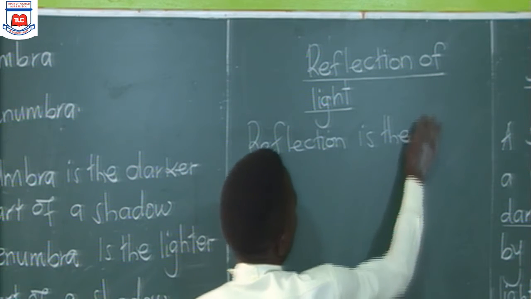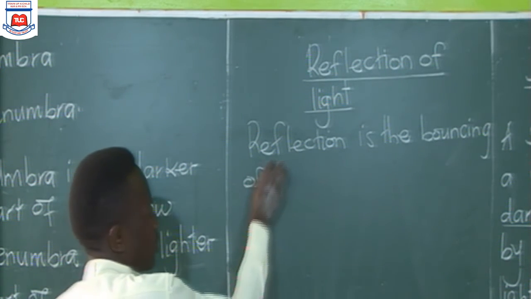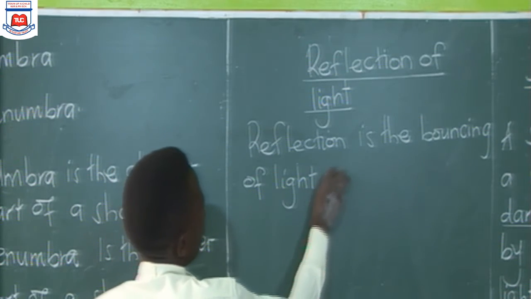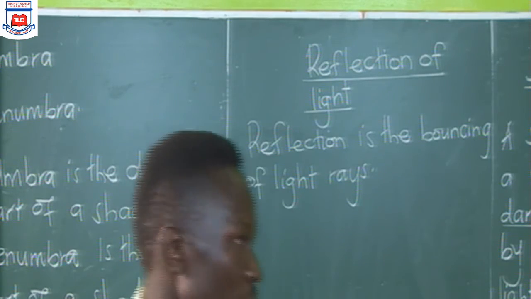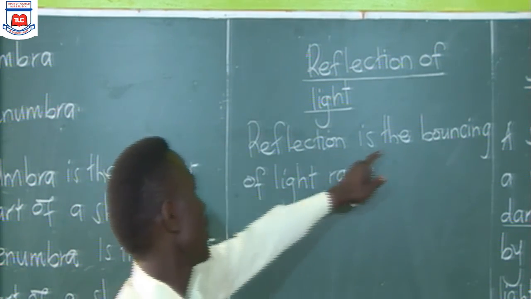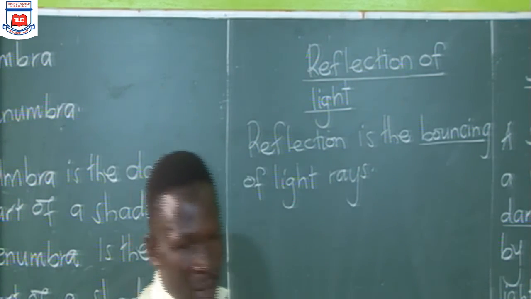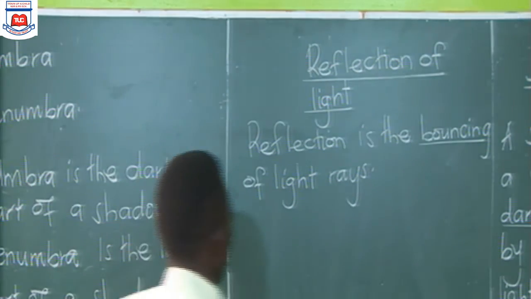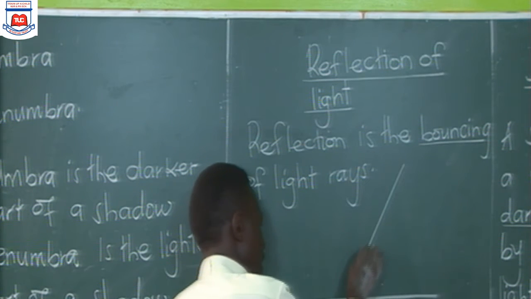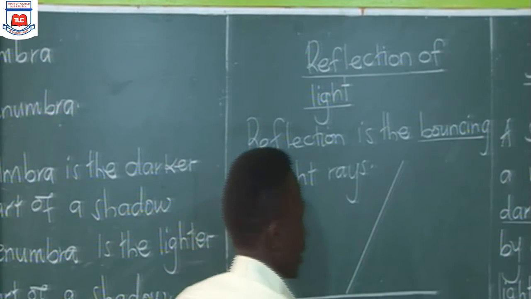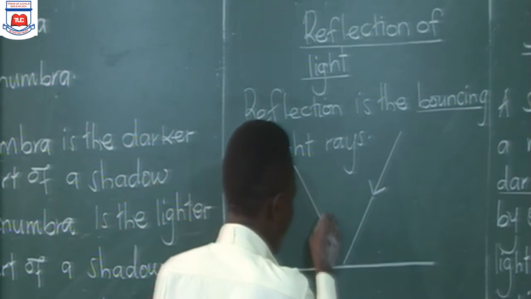Reflection of light is the bouncing of light rays. So this is what we mean by reflection of light. So what does the word bouncing mean? The word bouncing simply means light from the source meeting the glass. Of course, after meeting the glass, it will actually bounce back.